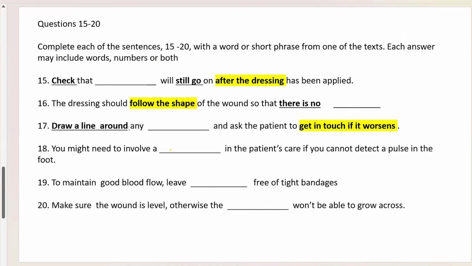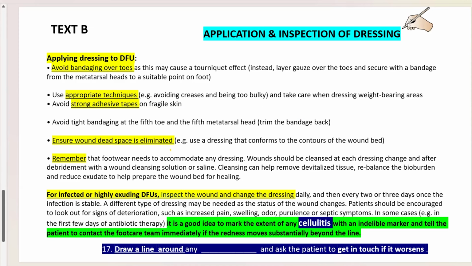17th one. Draw a line around any dash and ask the patient to get in touch if it worsens. Yeah, so from which text will it be? Draw a line around something, okay? And ask the patient to get in touch if it worsens. So when we draw a line around the wound or whatever, and we inform the patient to get in touch if it worsens. Any idea? Dressing. Cellulitis. Yes. So here in the cellulitis.